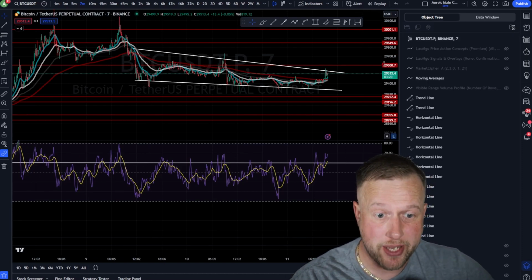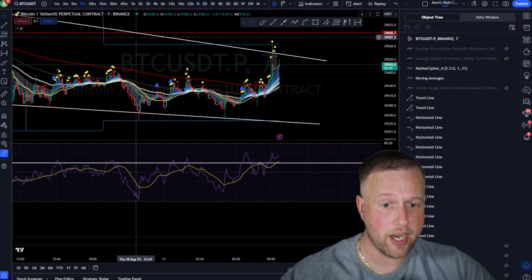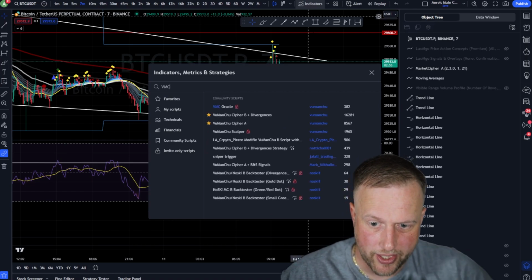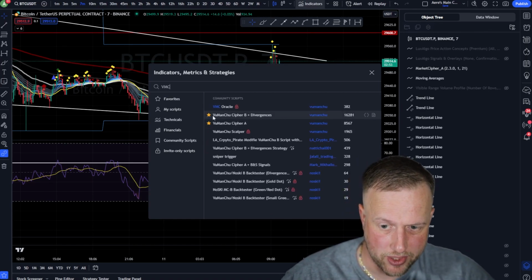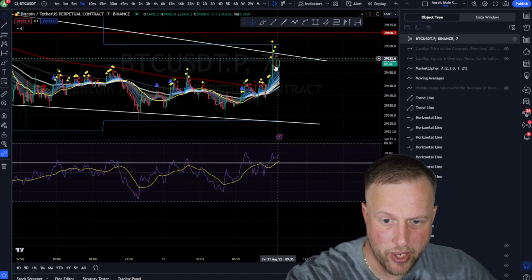I use other indicators. For example, Market Cipher A, a paid indicator. There's a free version. If you just type in VMC, there it is right there. You want Cipher A and B thrown on your charts. Favorite them. But the yellow is continuation.